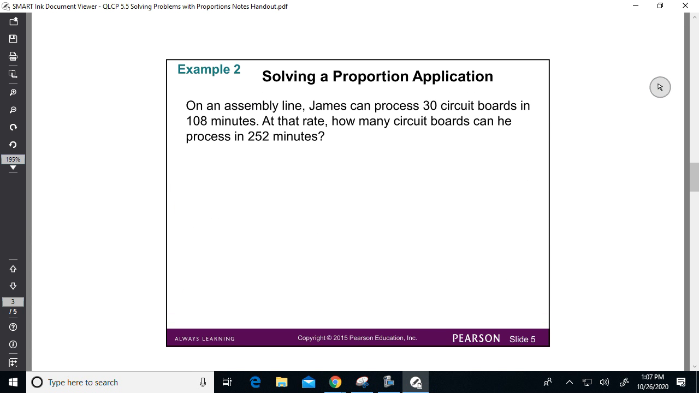Example 2 again. Practice this one together, and I'll have you practice setting one up yourself. On an assembly line, James can process 30 circuit boards in 108 minutes. At that rate, how many circuit boards can he process in 252 minutes?